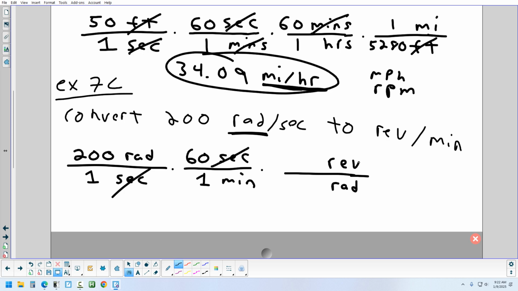2 pi. Yep. It's 360 degrees. Or 2 pi. We need 2 pi because we're trying to convert from radians. We're not trying to convert from degrees. So there's 2 pi radians in 1 revolution. Okay. What unit is going to cancel out now? Yep, radians is gone. What unit am I left with in the top? Revolutions. And the bottom? That's exactly what they want. Yep. Okay, so let's type that in.